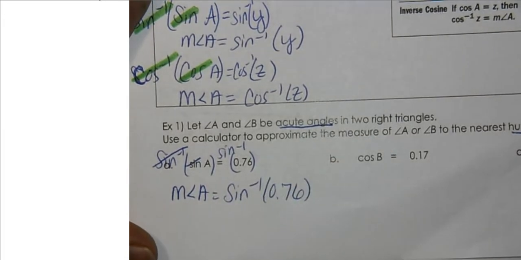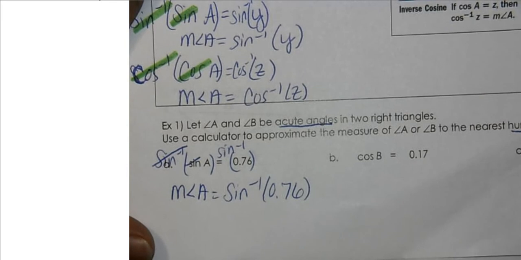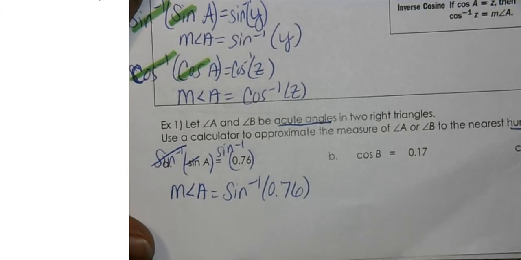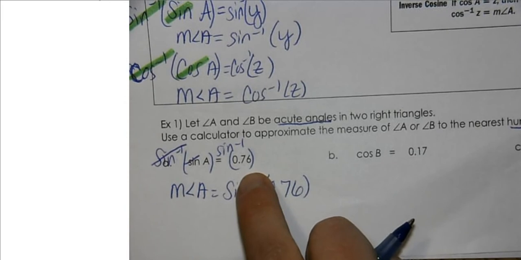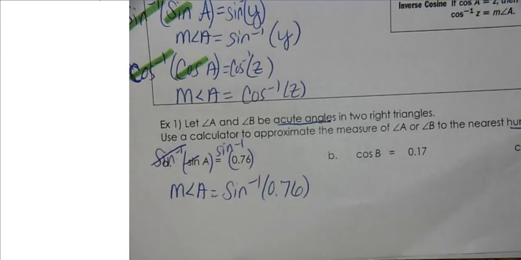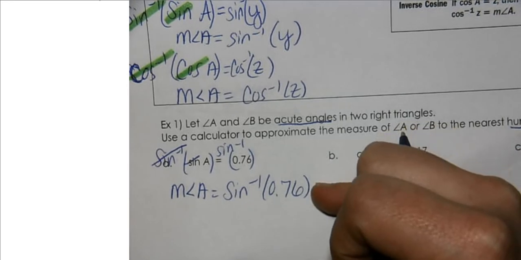Now remember that sine, cosine, and tangent is equal to a ratio, sine being opposite over hypotenuse, cosine adjacent over hypotenuse, and tangent opposite over adjacent. For those ratios, they simplify to equaling a decimal. And now we're going to take that decimal and figure out what angle gave us that 0.76.